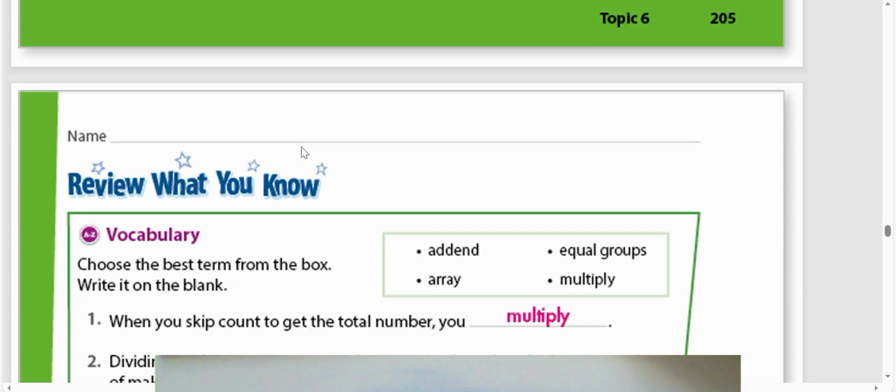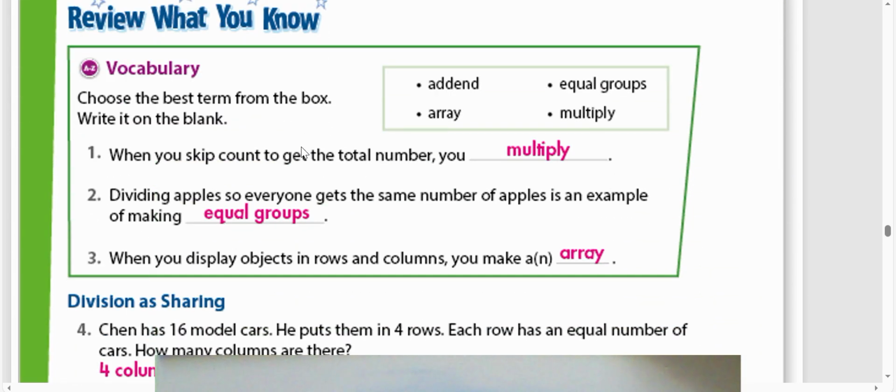Look at with me, first a review about multiply. When you skip count to get the total number, we call it multiply. Dividing apples so everyone gets the same number of apples is an example of making equal groups. When you display objects in rows and columns, you make an array.